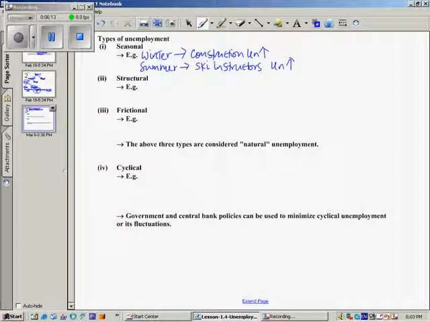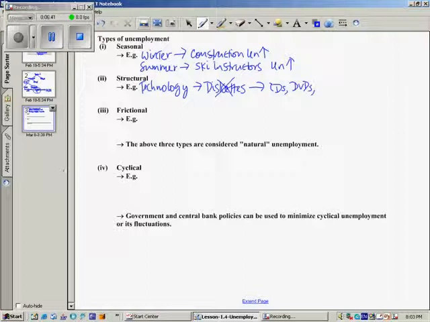Structural changes have something to do with technological changes. For example, if you look at a few years ago, we tended to use computer diskettes, such as the floppy diskettes, 5.25 inch, 3.5 inch. But these days, we don't use this anymore. We now go for CDs, DVDs, and other types of hardware for memory. As a result, because of technological changes, chances are these people will be unemployed. And we tend to call this type of unemployment structural unemployment.